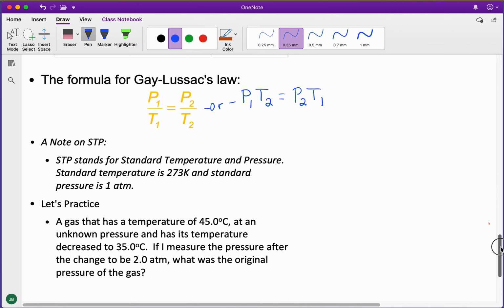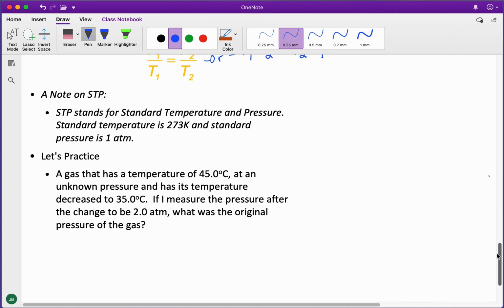Now, something else that I needed to talk to you about, and that was this idea of STP. You maybe have heard of STP before, but didn't know what that stood for. STP stands for standard temperature and pressure. Your standard temperature is 273, and I should have written that as 273.15 kelvins, and your standard pressure is 1 atmosphere. Once again, just to make life probably a little bit easier in terms of significant figures, you can write that as 1.0 atmospheres.